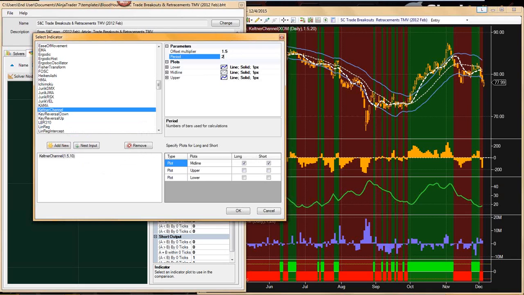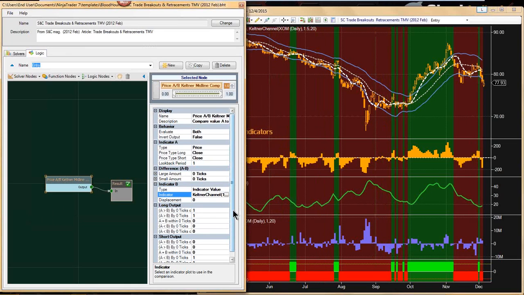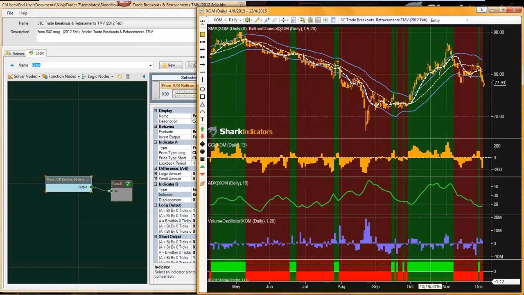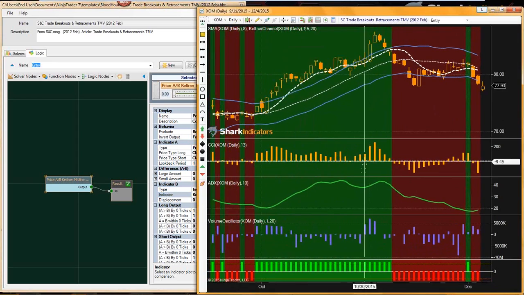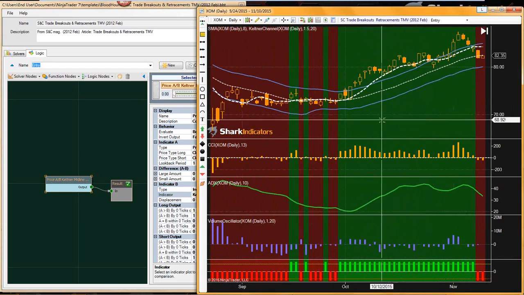And it was using a 20 period. And yeah, we want to look at the midline, so that's selected for us. All right, and there we go. It's pretty simple. Stretch this out so we can see a little better, right?